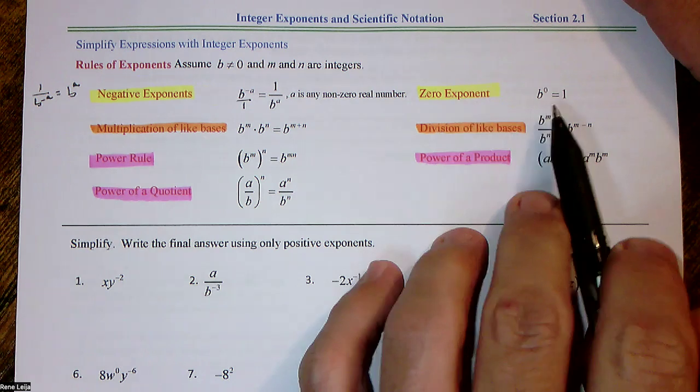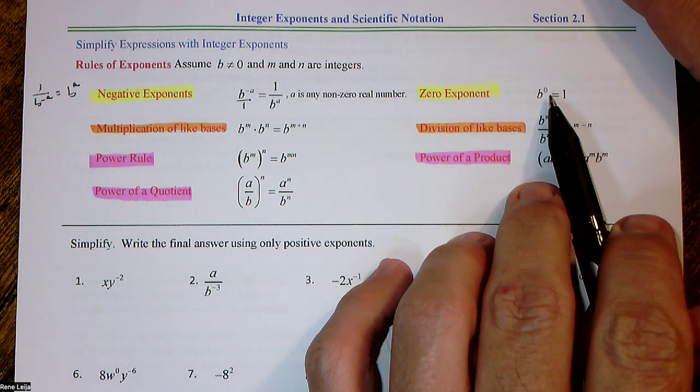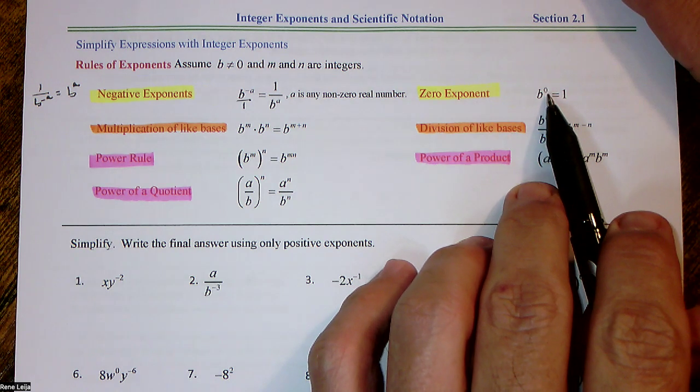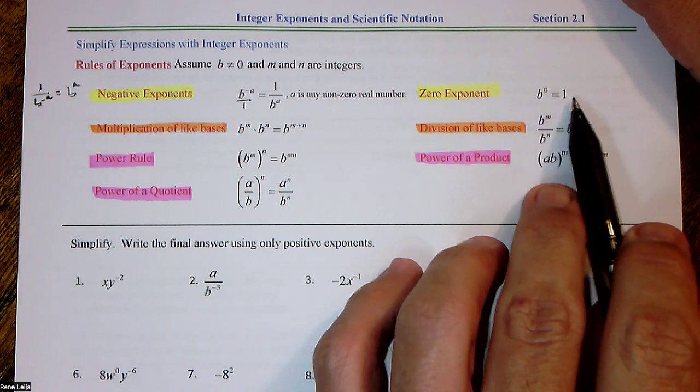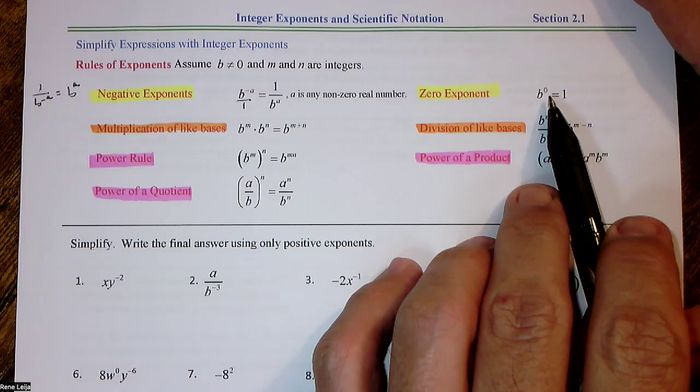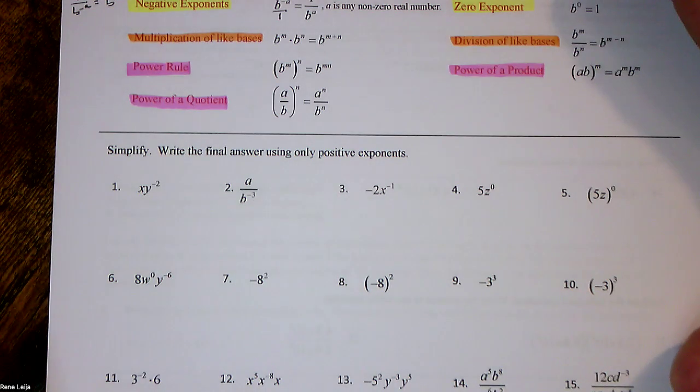Now, your zero exponent rule says if you have a zero exponent, then whatever base it's touching, that's 1. Now, the key thing here is you always have to ask yourself, what is the exponent touching? Okay. So let's look at number 1.